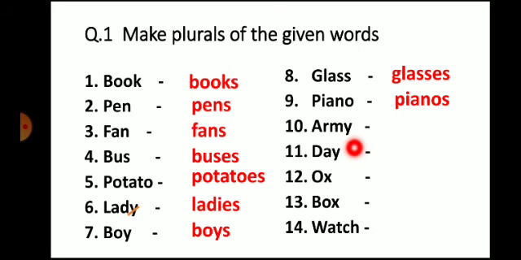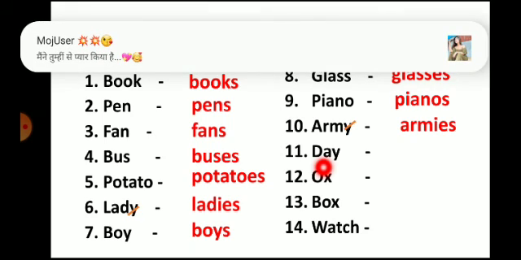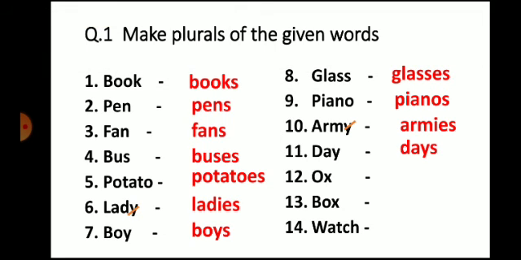Army, yes, Y is there. So what will we do? See the previous letter, that is M. M is a consonant, so we will follow rule 3. So we will cut Y and add IES. Now day, Y is there and before Y there is A. So we will not follow that rule, we will just add S to it to make its plural, days.